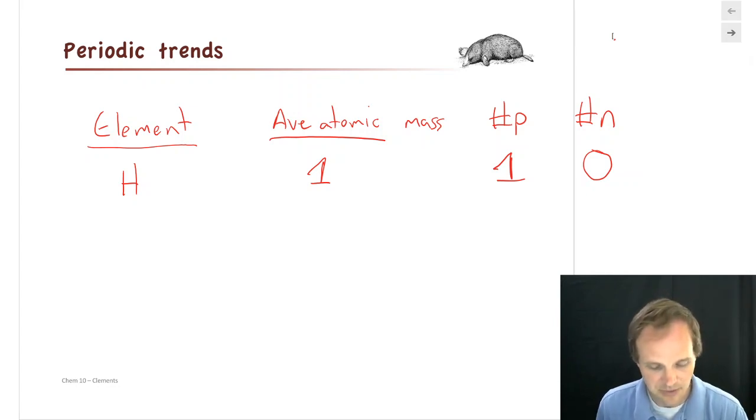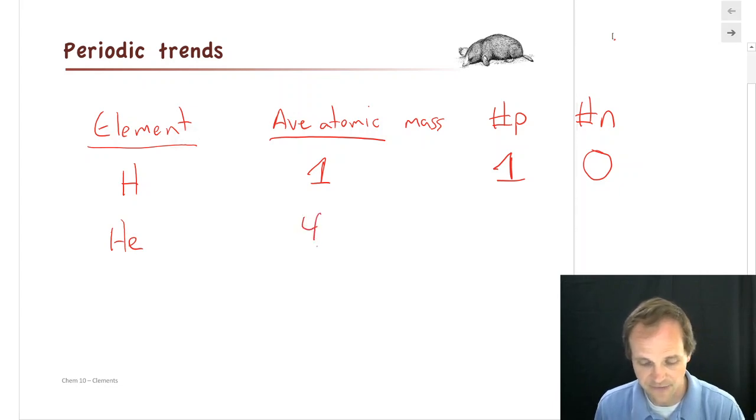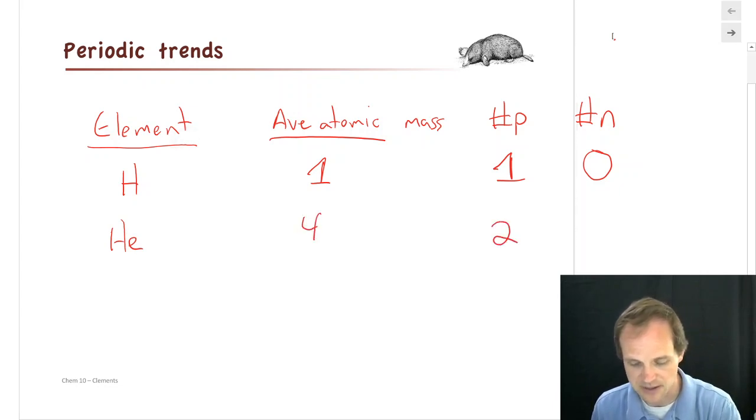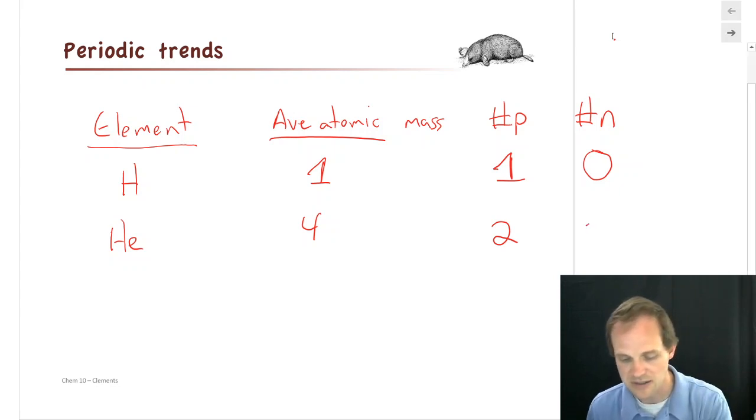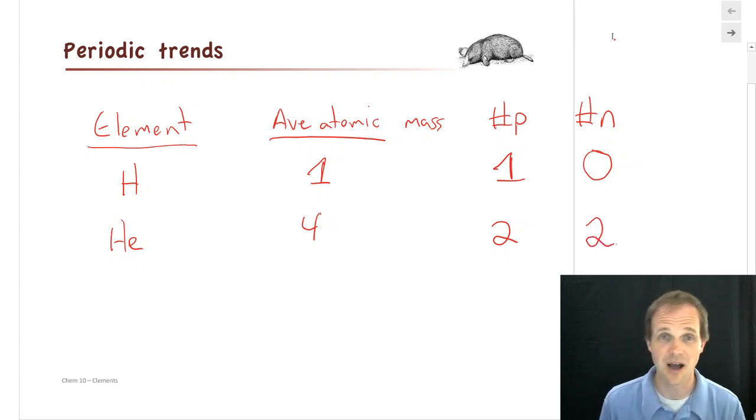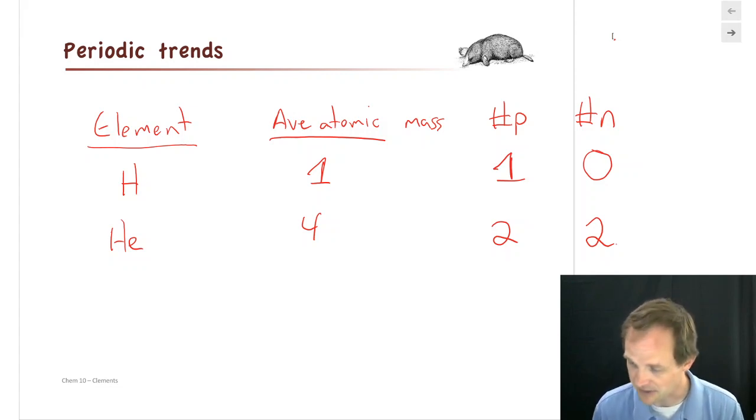because that proton already takes care of the average atomic mass. But if we move over to helium, the average atomic mass there is 4. The number of protons is 2. Well, we've got things that may add up to a mass of 2 AMU, but we need to add up to a mass of 4 AMU. So the most common for helium must be 2 neutrons.